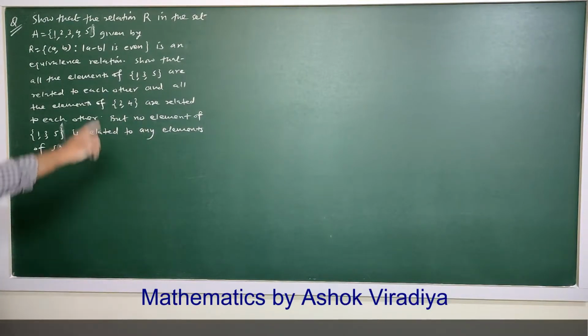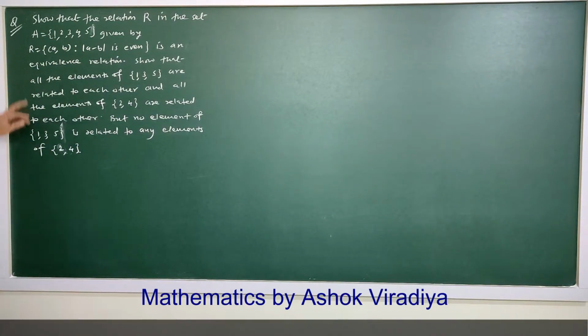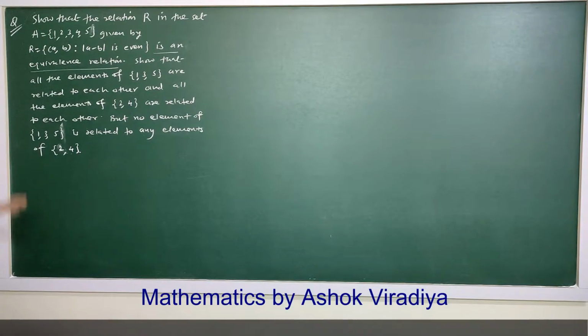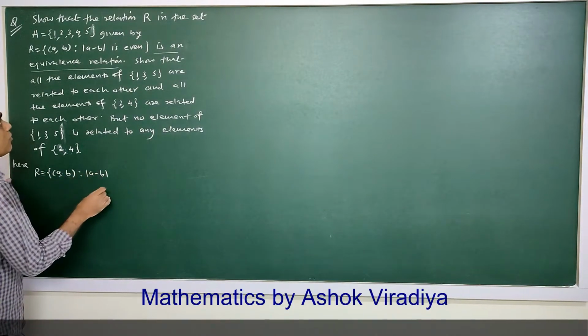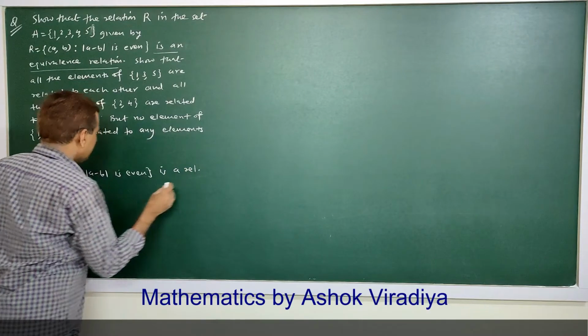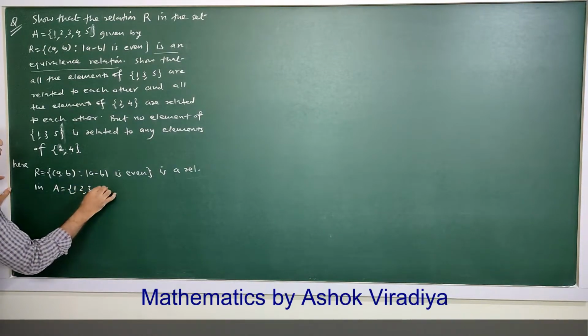So the relation in the set A given by this set R, the set of all (a, b) such that modulus a minus b is even, is an equivalence relation. So first of all, let me finish this part. We show that this is an equivalence relation. Say R is equal to {(a, b) such that mod a minus b is even}. This is a relation in set A. Here A is {1, 2, 3, 4, 5}.